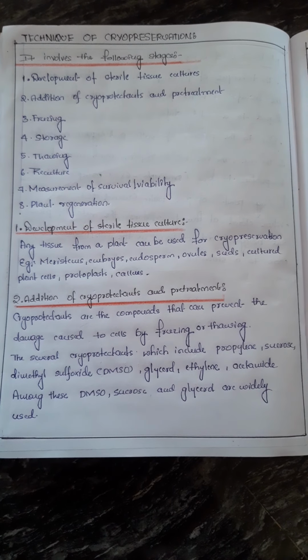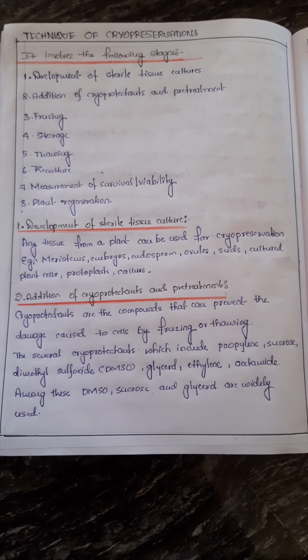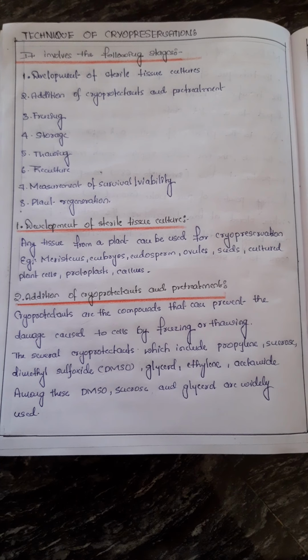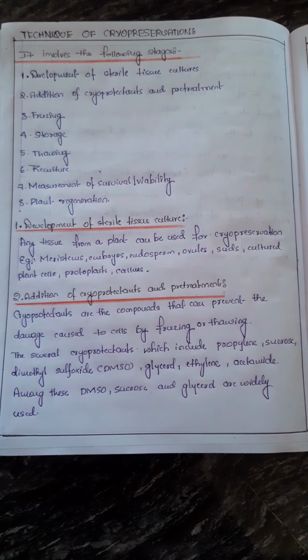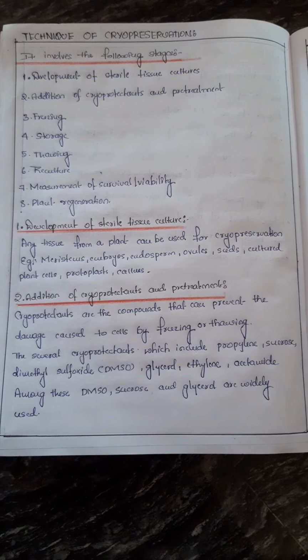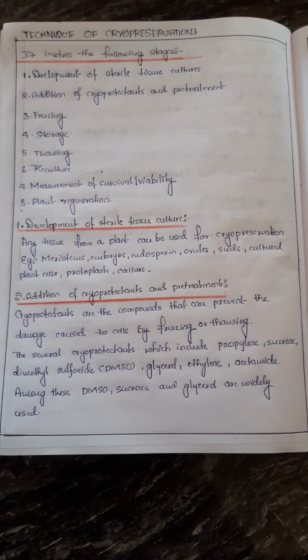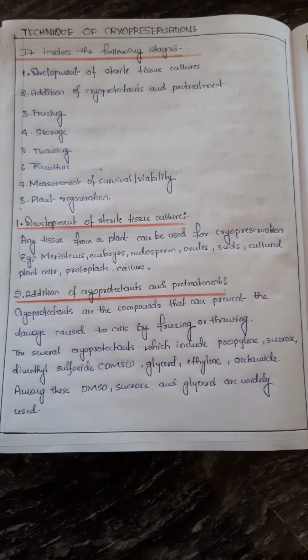Second one is addition of cryoprotectants and pre-treatment. Cryoprotectants are compounds that prevent the damage caused to the cells by freezing or thawing. The several cryoprotectants include propylene, sucrose, dimethyl sulfoxide (DMSO), glycerol, ethylene, acetamide. Among these, DMSO, sucrose, and glycerol are widely used.